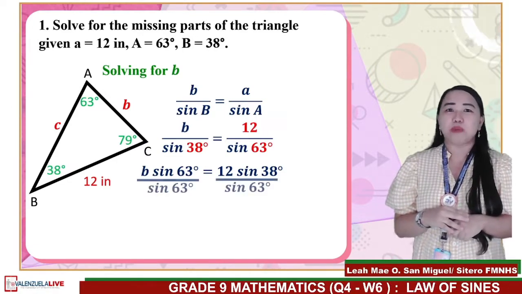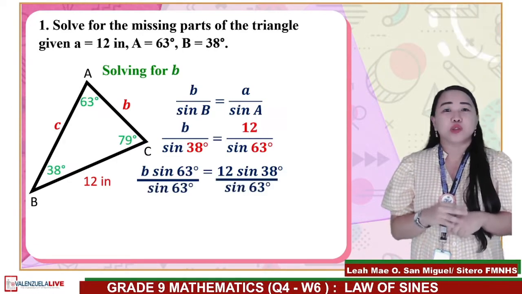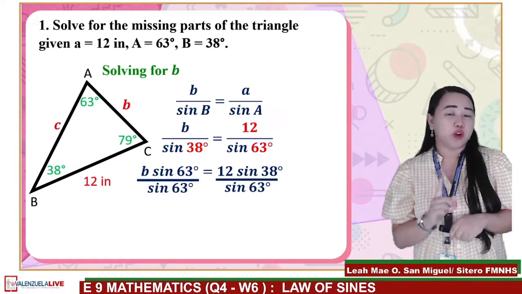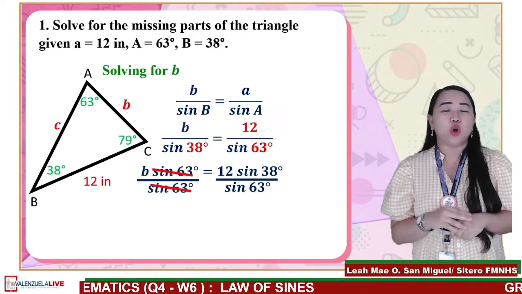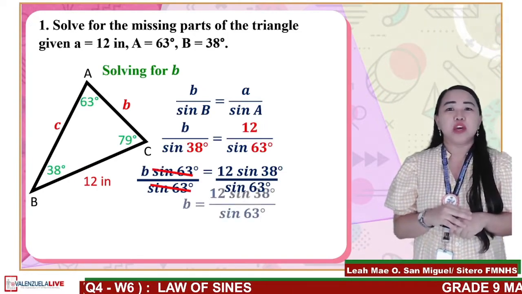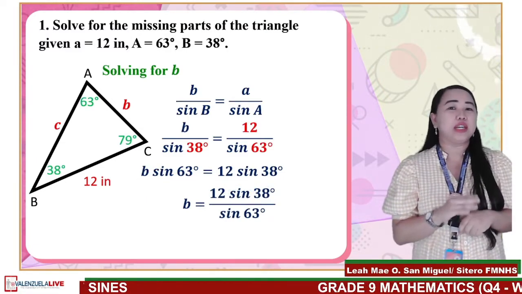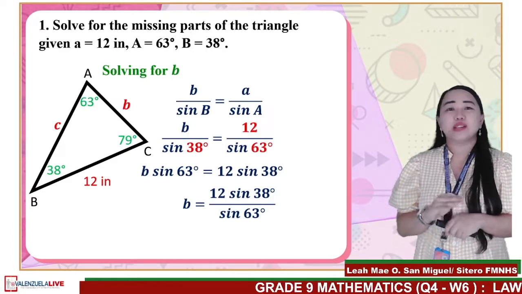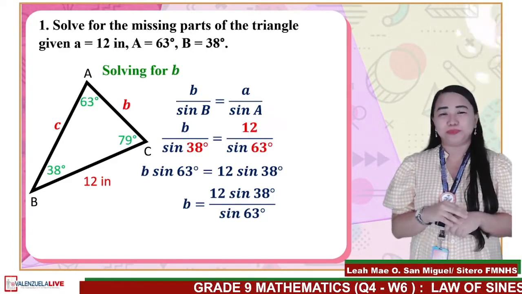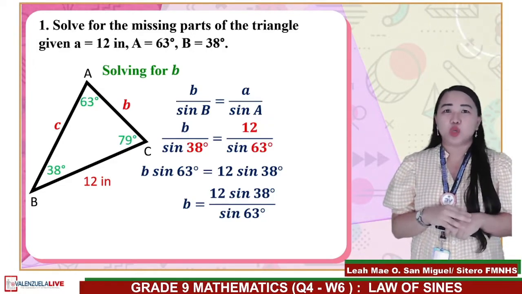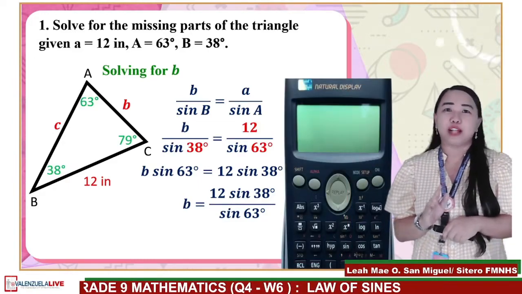Dividing both sides by sine 63 degrees so that B, which is what we are solving, will be isolated on one side of the equation. Thus, B is equal to 12 times sine 38 degrees over sine 63 degrees. To evaluate this, we must use a scientific calculator.